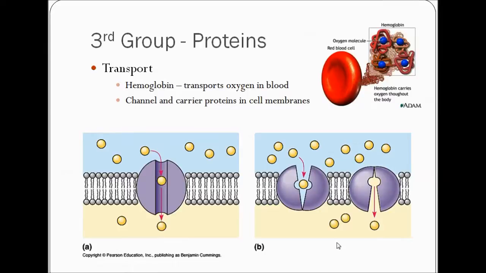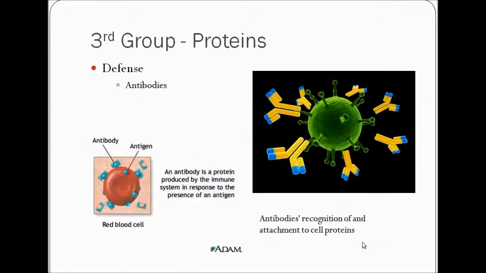Third group, transport. Those are those guys that go through the cell membrane that I showed you. These determine what enters and exits the cell. Defense. Antibodies. Bingo. It's the protein produced by the immune system in response to the presence of an antigen. So we have to identify it, and then we hook on an antibody, and then it can't hurt us anymore.